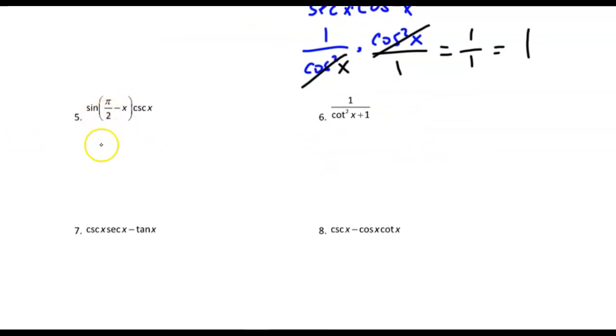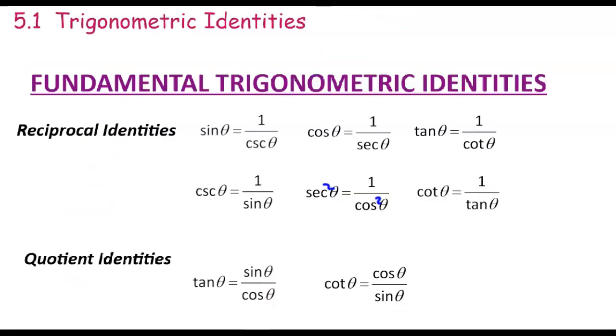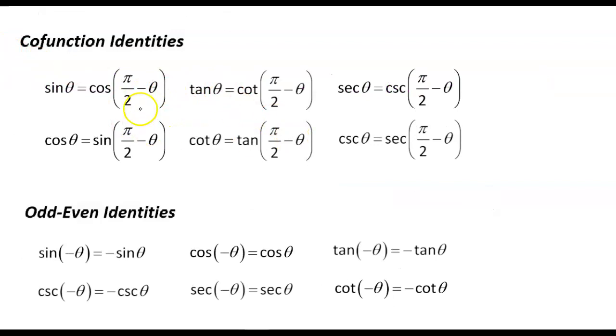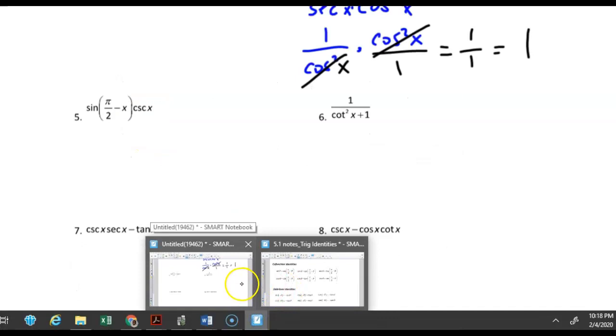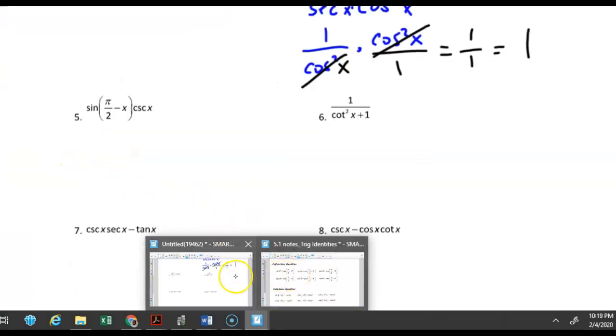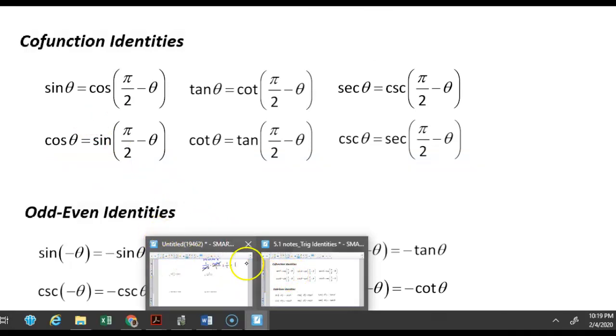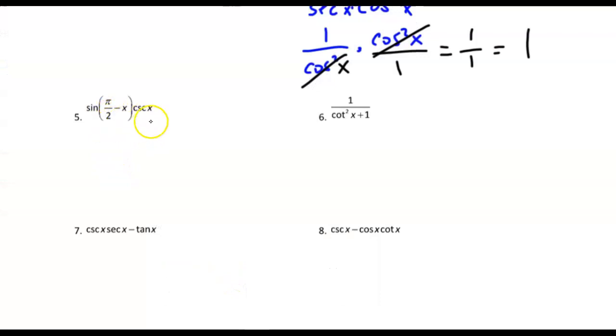This one, look right here at your co-function identities. You would just substitute that in place. Sine of pi over 2 minus theta equals cosine of theta. So you would just put cosine of theta right there. And then that cosecant is 1 over sine. So you know, cosine over sine. See, look, that's cosine, and that right there is 1 over sine.